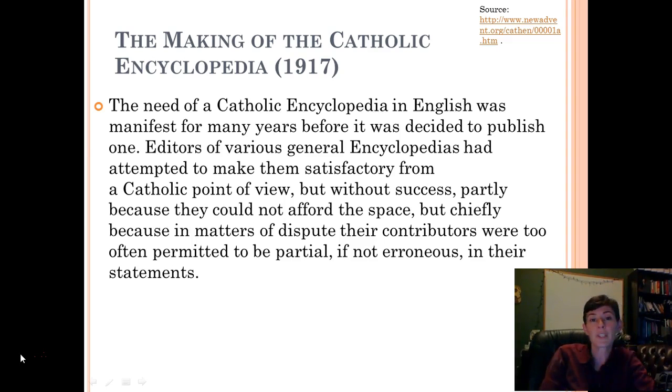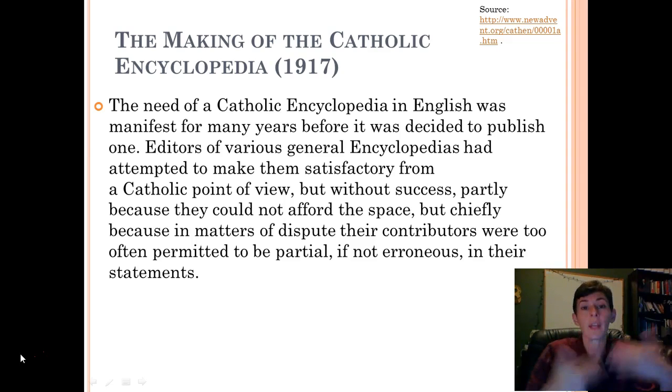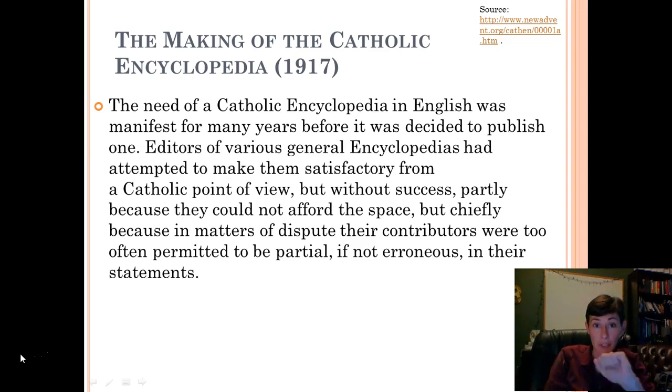All right, so this is called The Making of the Catholic Encyclopedia. It was produced in 1917. Just for your knowledge, any document or anything that was produced 95 years or more ago means it's public domain. You can use it as you wish. You don't need to worry about copyright stuff. So this is an excerpt from The Making of the Catholic Encyclopedia. This is considered a secondary source.